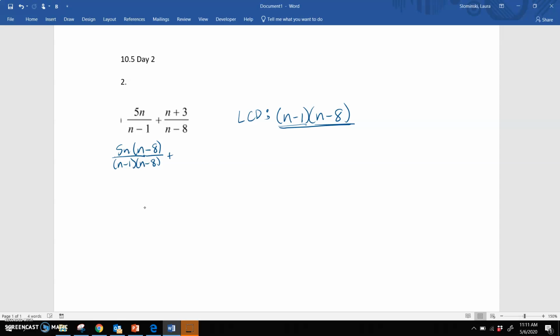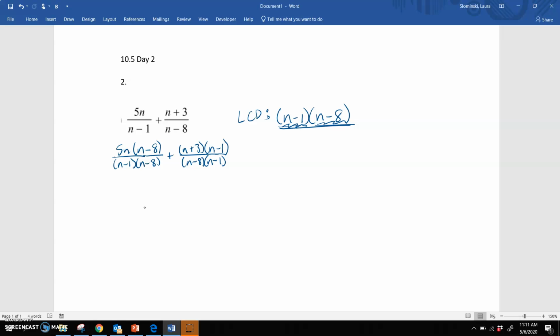For the second fraction, I would take the n plus 3 over n minus 8. And this one has the n minus 8, but it's missing the n minus 1. So I need to multiply the bottom by n minus 1 to make it have that common denominator. Therefore, I also need to multiply the top by it.